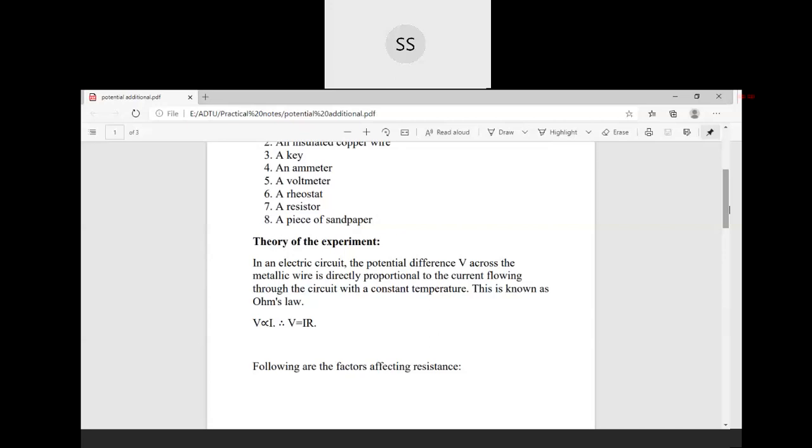Ohm's law is the most important law in electricity. Without knowing Ohm's law, we cannot study electricity. So all of you have to remember this law, that potential difference is directly proportional to the current. So therefore, V is for voltage or potential difference. Potential difference is directly proportional to the current. V proportional to I.